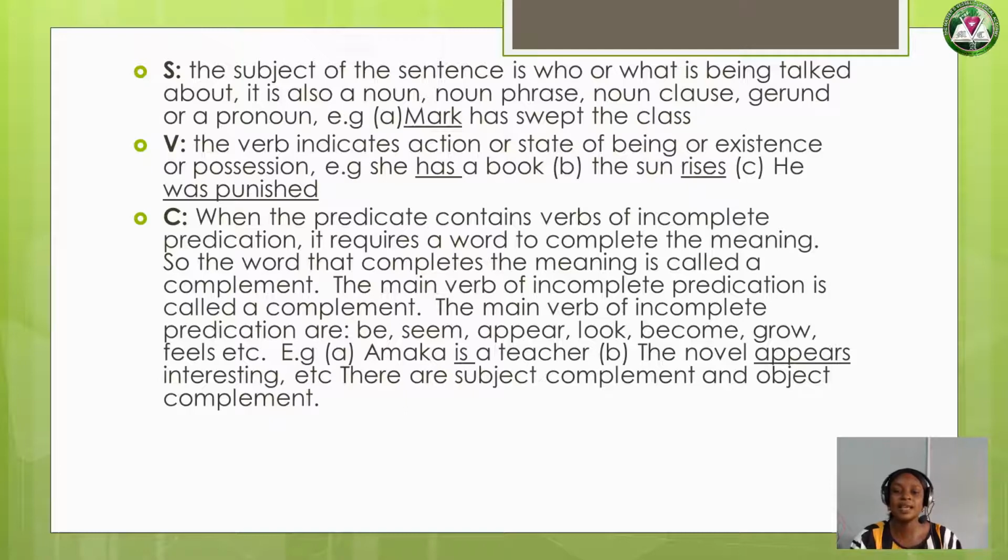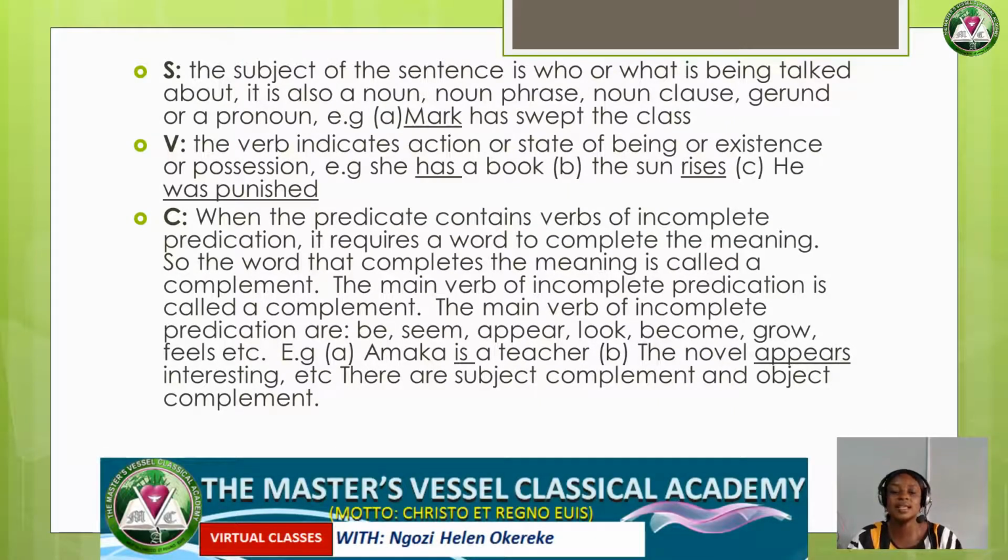The main verbs of incomplete predication are be, seem, appear, look, become, grow, feel, etc. There are so many examples. Okay, so we have Amaka is a teacher. Amaka is a teacher. Okay, so we have the complement there is a teacher and not is. The complement there is a noun phrase. So we have Amaka as a subject, is as a verb, then a teacher as a complement.